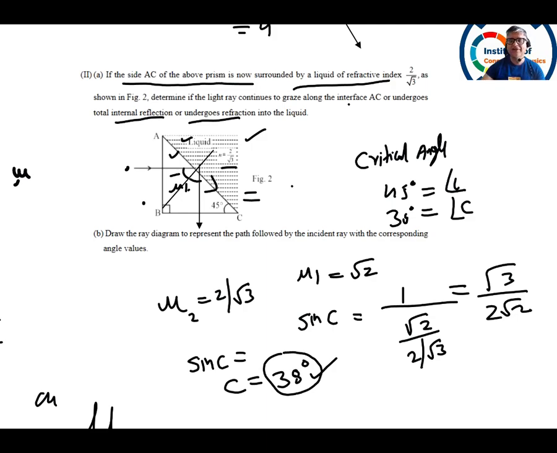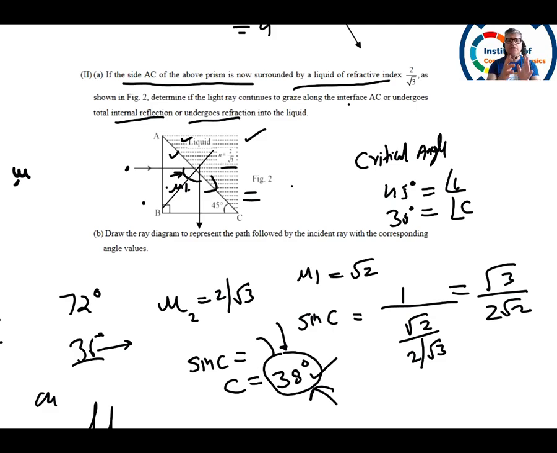Had the angle been 36 degrees, which is less than the 38 degrees critical angle, then total internal reflection will not happen because you have still not attained the critical angle. Refraction will happen at 36 degrees, which is smaller than the critical angle. At 38 degrees, grazing will happen. Any angle beyond 38 degrees, like a 45 degree angle here, will result in total internal reflection. So I hope your concept is clear in your mind.